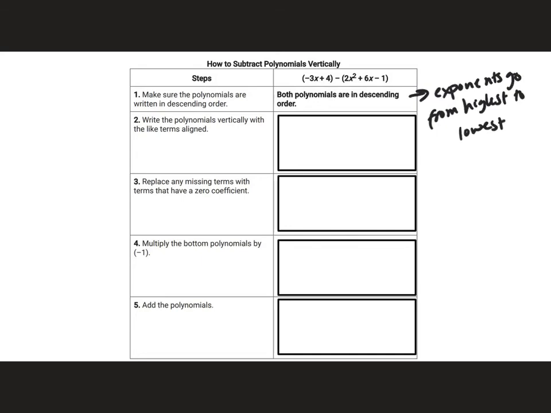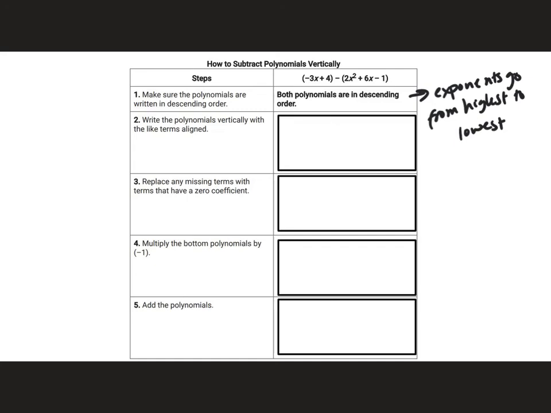So let's look at this, right? So when I'm looking at my first expression, negative 3x plus 4, I know that x has a higher exponent than this constant 4, so this looks fine. And over here, I see that my exponents are going from 2 to 1 to 0, so that looks like it's in descending order, so it looks like we're good with the first step.